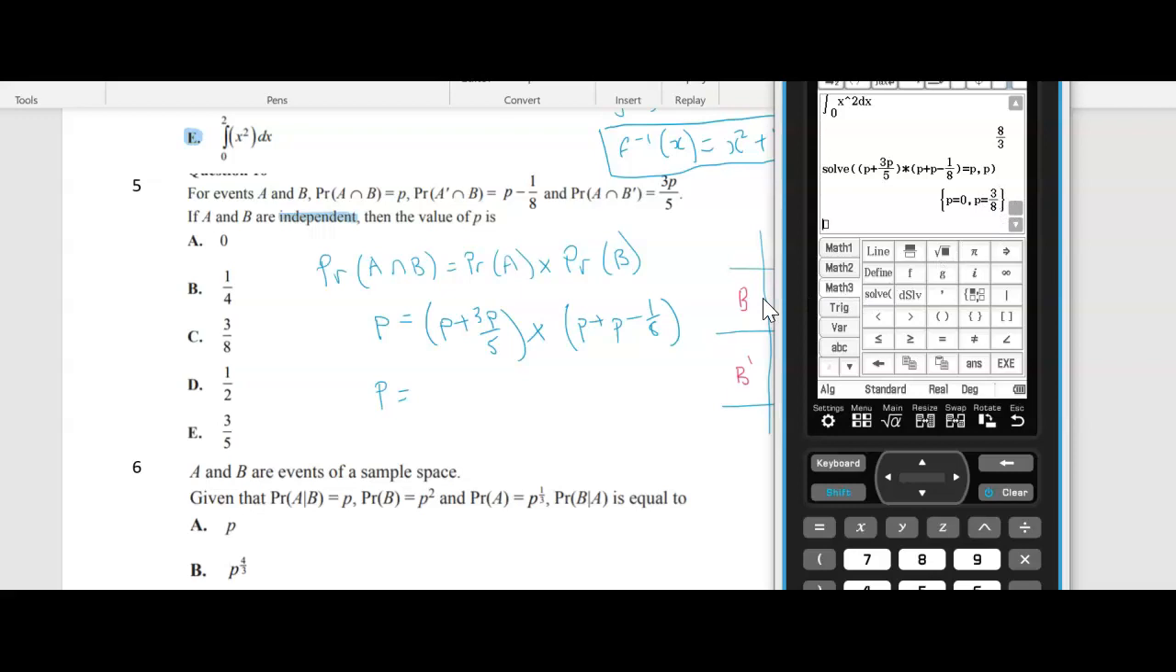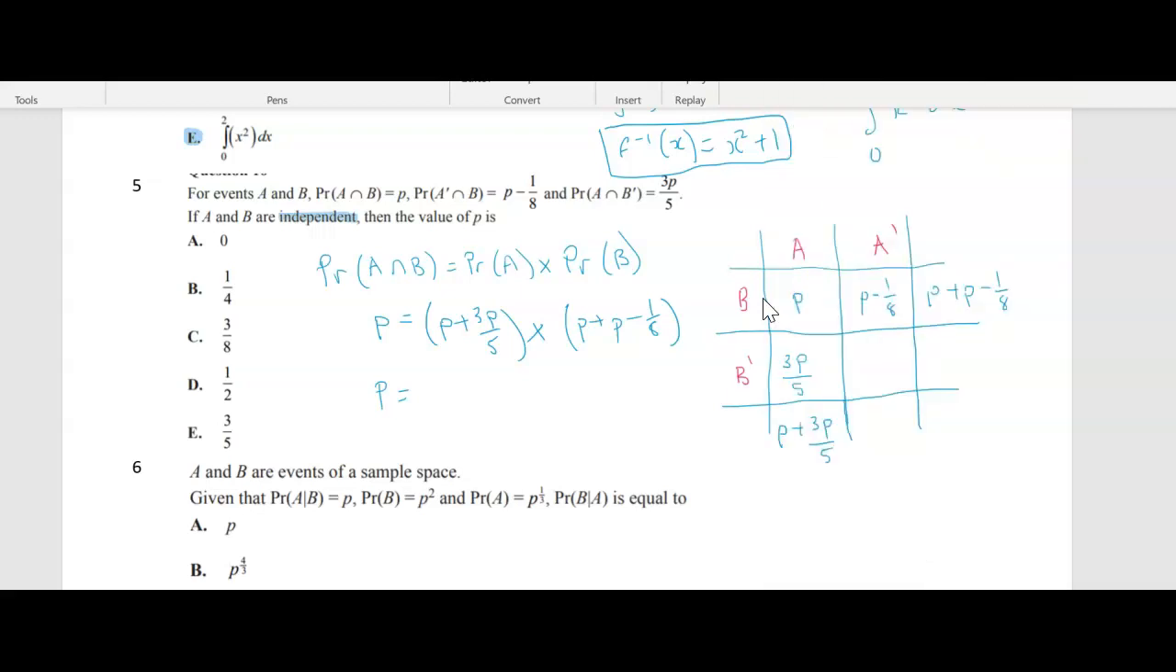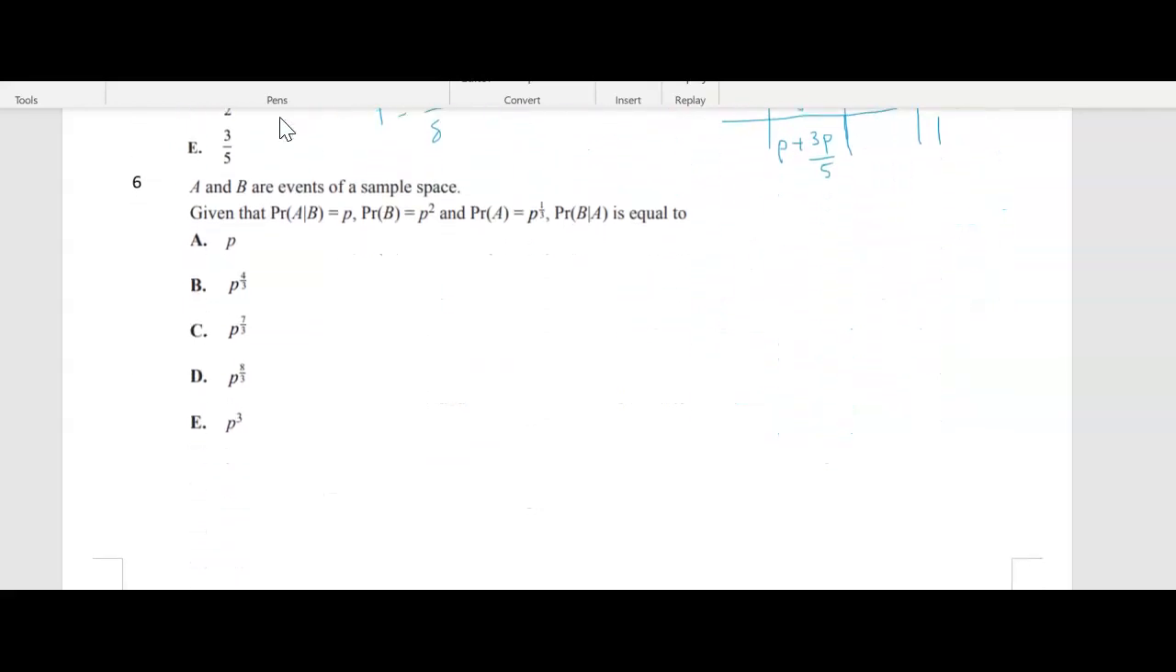So we can't have P equals 0, otherwise everything would pretty much be 0. We'd have no event A or B. So your answer is going to be C, which is 3 over 8. And let me just see what that one was. 51%, so not too difficult. All right, so setting up a two-way table, if you had to, remember they all add up to 1. So you can go on and calculate the others if you needed to, but in this question we didn't need to. All right, question 6.